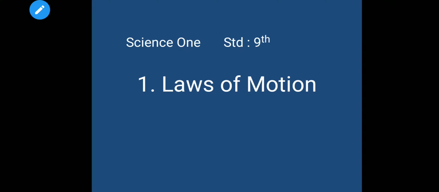Once again I remind you what momentum is. Momentum is the quantity which is used to measure the amount of motion in a body, and momentum is directly proportional to mass as well as velocity. Now we will see how momentum is related to Newton's second law of motion.